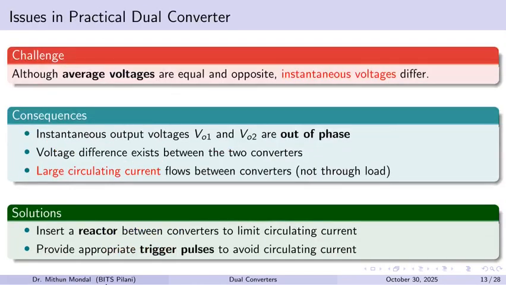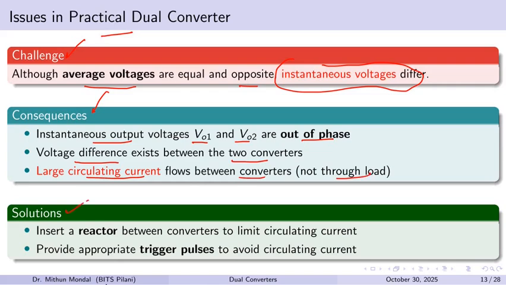What are the issues that we face for practical dual converters? The challenge is, although the average voltages are equal and opposite, the instantaneous voltages may differ. The consequence is that the instantaneous voltages V01 and V02 for the two converters are out of phase. So a voltage difference exists between the two converters, and there is a large circulating current that can flow between the converters, and that is not through the load. The solution to that is to insert a reactor, which is an inductor between the converters, to limit this circulating current, and provide appropriate triggering pulses to avoid the circulating current flowing in the dual converter because of the two voltages.